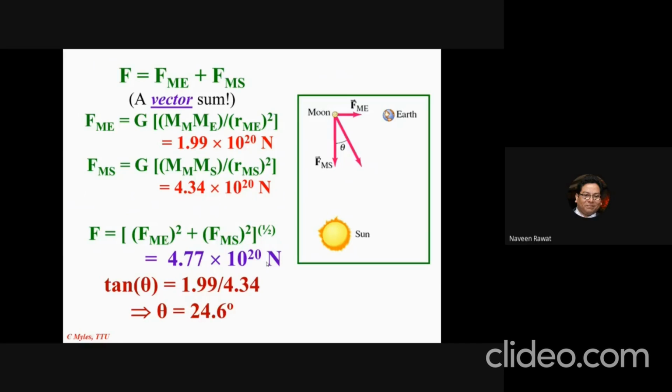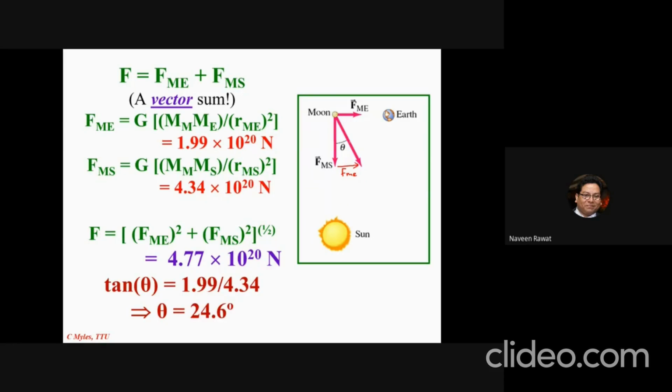And interestingly, you can calculate tan theta, which will be the opposite side by the adjacent side. So you will have this force F_me divided by F_ms, and if you do that, you will get a value of 24.6 degrees. So that gives you a rough angle of where the moon is headed with respect to the Earth, or with respect to the sun, whichever frame of reference you are trying to observe the movement in.